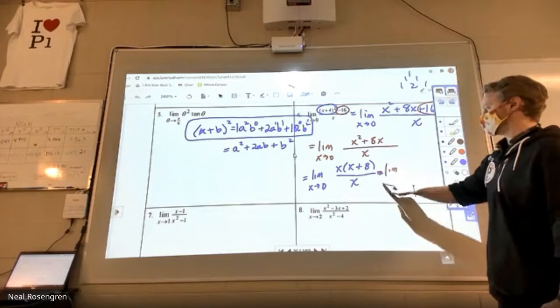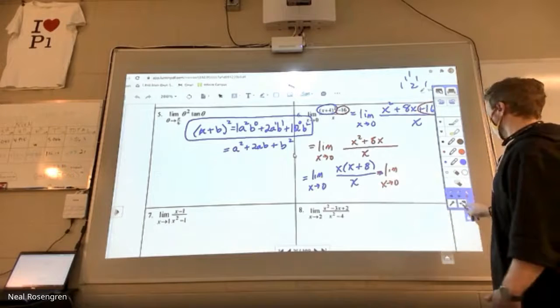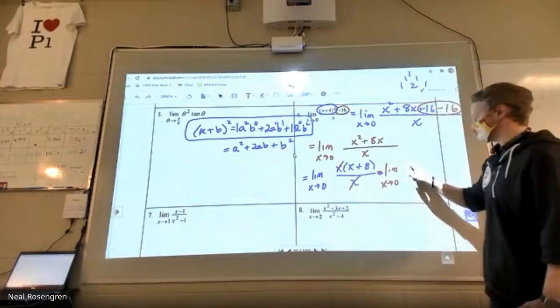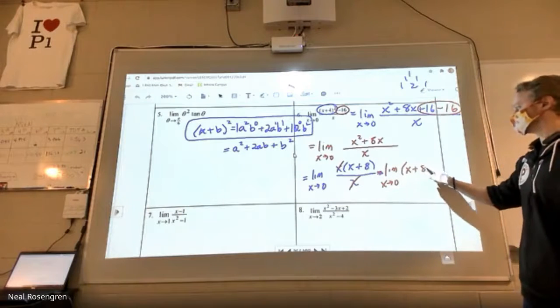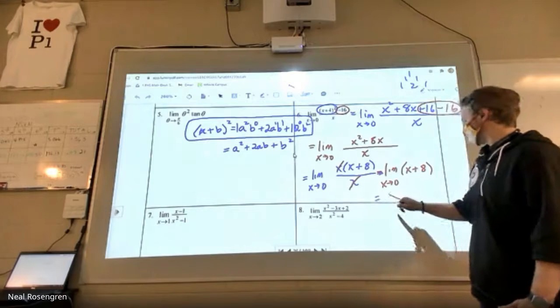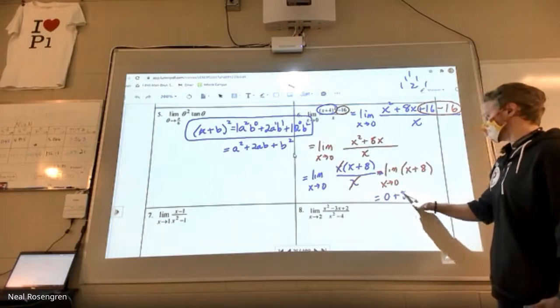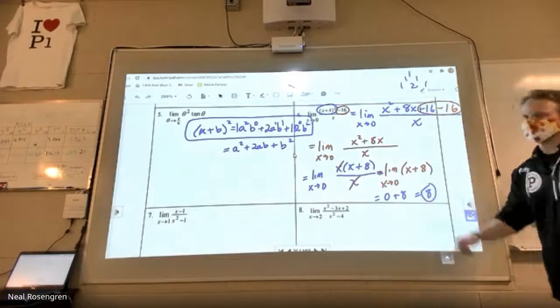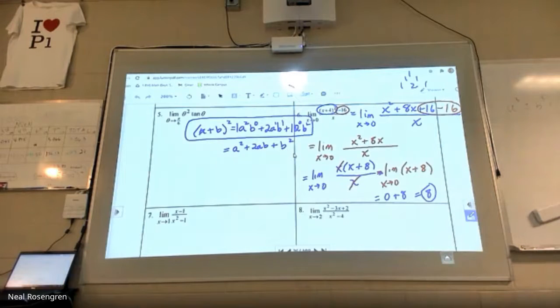So we get the limit as x approaches 0 of, all right, those x's are gone, just x plus 8. I removed the problem, so now I can plug in 0 and get 8. So expansion is another nice tool. Factoring, rationalizing, and expansion.